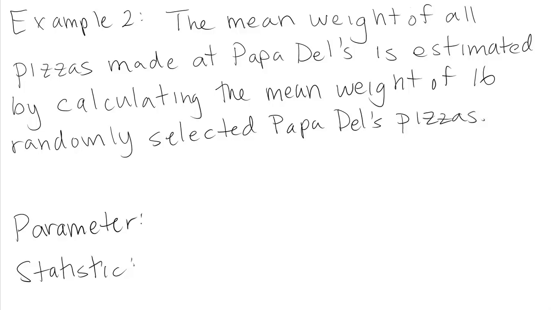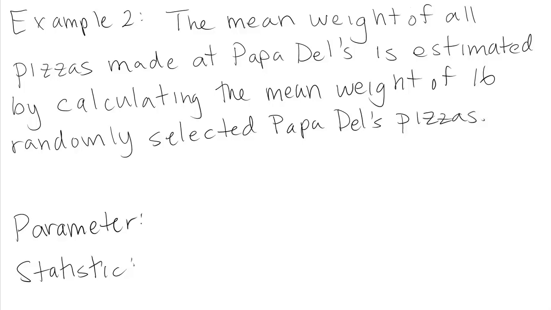The sample, therefore, is the 16 randomly selected Papa Del's pizzas. And you'll notice this time I threw in the word randomly. We're going to talk about why that matters later. It doesn't matter for identifying these key terms. The population is the set of all pizzas made at Papa Del's. The sample is the 16 randomly selected Papa Del's pizzas. Now that we have that down, we can identify the parameter and the statistic.